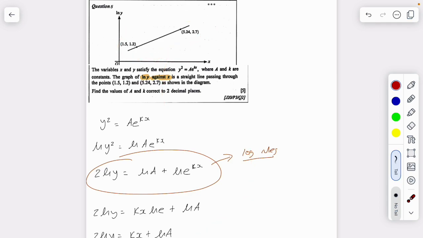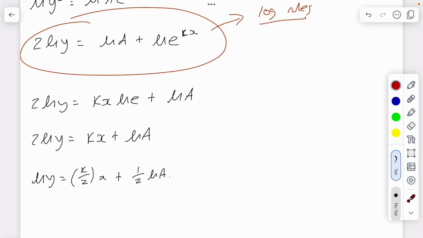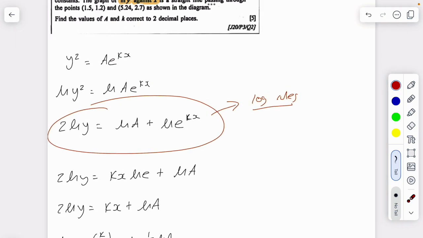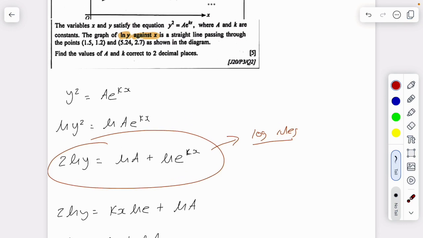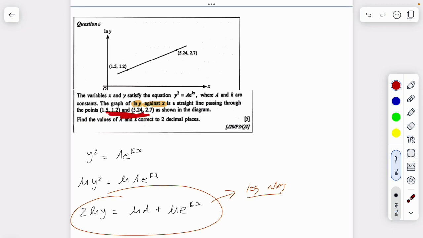Because remember, it's not y, it's ln y. It's ln y against x. So we say fine, we've got it in the form ln y is equal to mx plus c. Now what is m? M's the gradient. What's the gradient equal to? K over 2. But the gradient is also equal to the gradient that can be worked out via these two values.